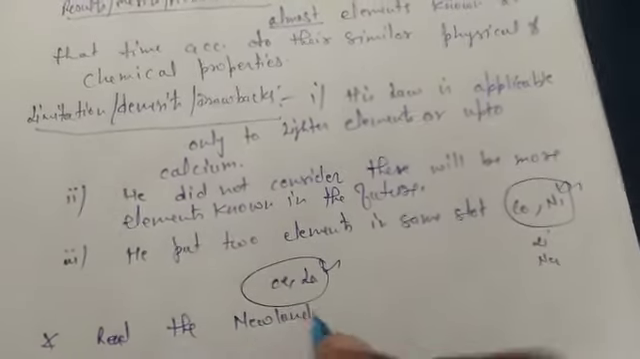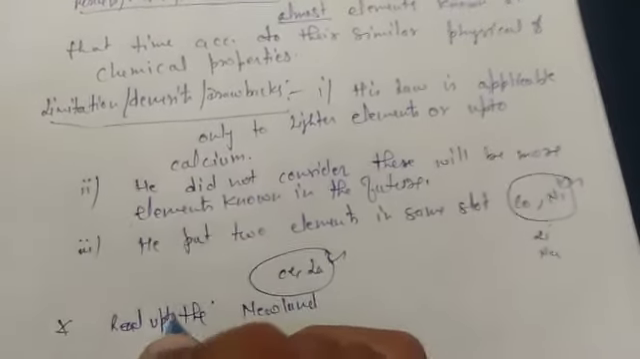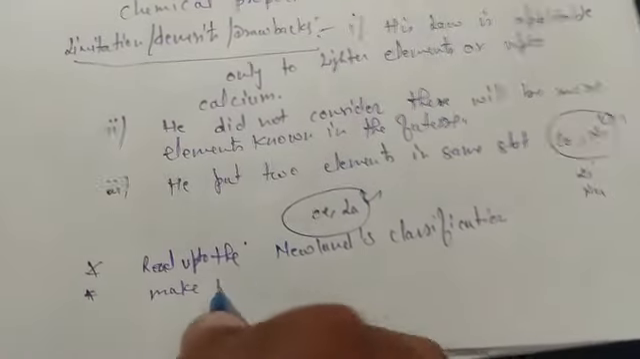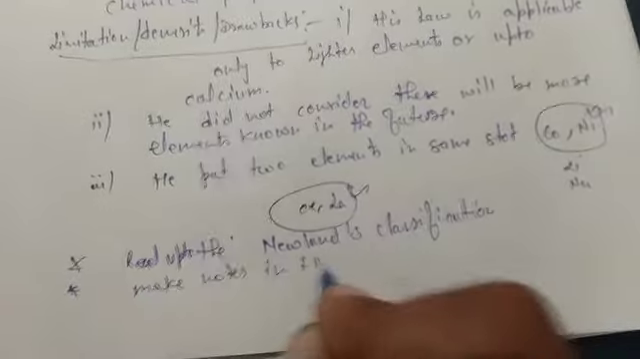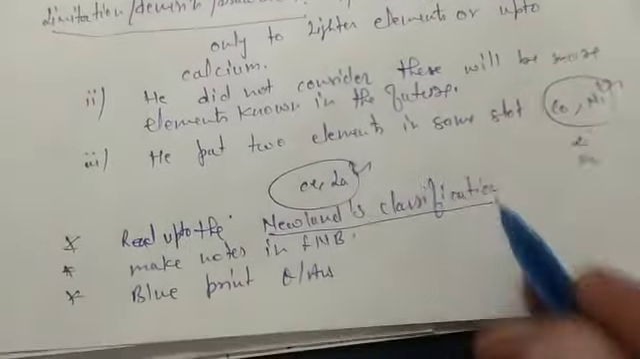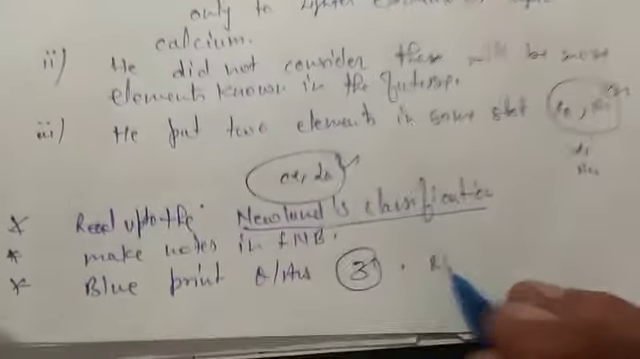Today you will do only Newlands' classification. So what are you going to do now? Read Newlands' classification, or you can say read up to Newlands' classification. Second thing, make notes in your fair notebook. Third thing, important: blueprint questions are given after Newlands' classification. 3 questions are given there. You have to solve those 3 questions in your rough notebook.